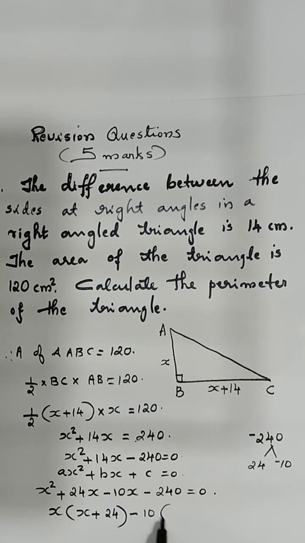So from the first part, x plus 24 equal to 0, x equal to negative 24. It is rejected because AB cannot be a negative value. Length cannot be negative, so rejected. You can write the reason also. Next, x minus 10 is equal to 0. This implies x is equal to 10 centimeter. Okay. X value we got, that is one side AB. We can write it as AB equal to 10 centimeter.